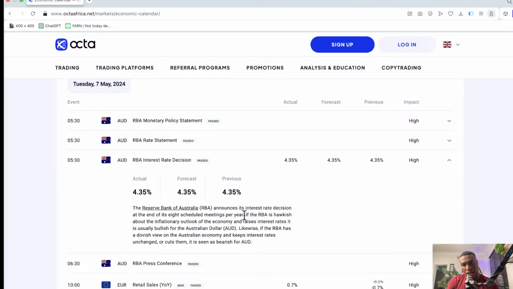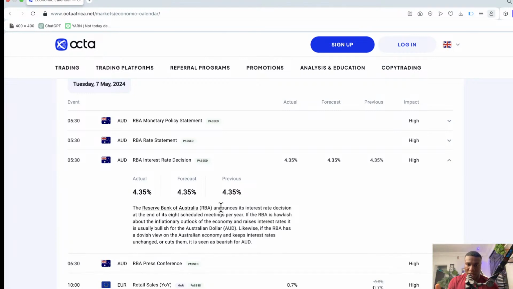If the RBA is hawkish about the inflationary outlook of the economy and raises the interest rate, it is usually bullish for the Australian dollar, right? If you have increased interest rates, it's usually bullish for the Australian dollar. If the RBA has a dovish view on the Australian economy and keeps the interest rates unchanged or cuts them, it is seen as bearish for AUD. Now, even before reading this, I told you guys that the interest rates were unchanged, right?